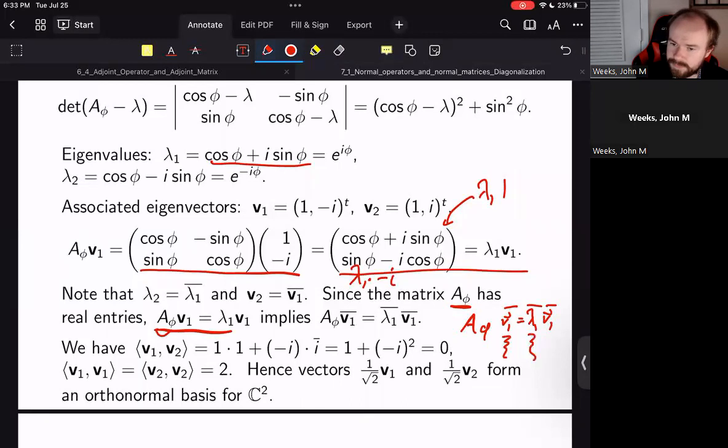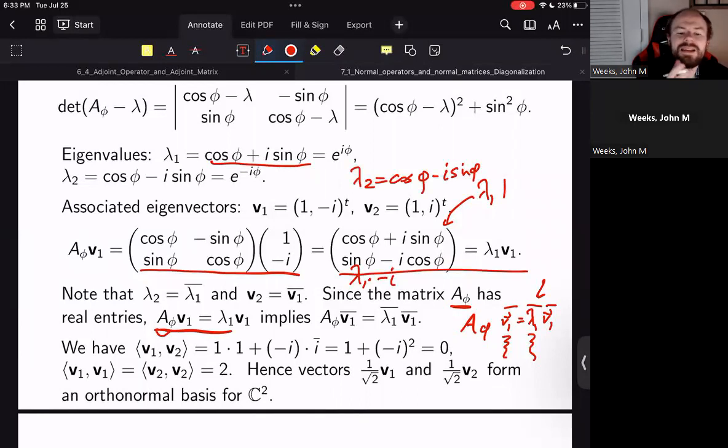I've already found one. I found one eigenvalue to be cosine phi plus i sine of phi, but I already know lambda sub 2 then. It's just going to be the complex conjugate of this. It's going to be cosine of phi minus i sine of phi. And then what is its eigenvector? Its eigenvector is going to be the complex conjugate of this, which is going to be 1 comma i.